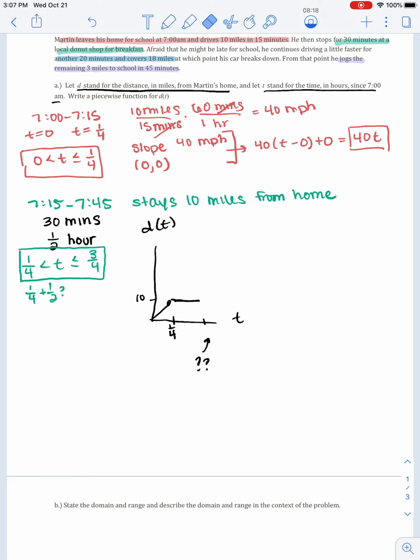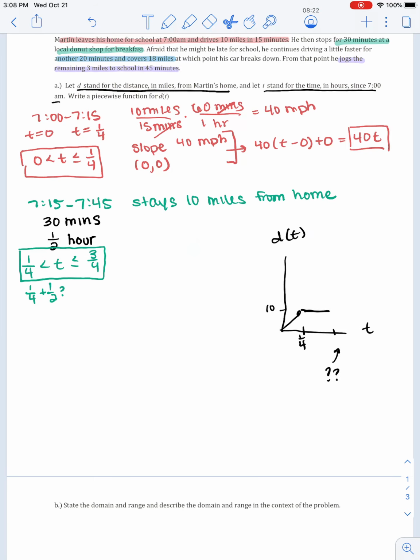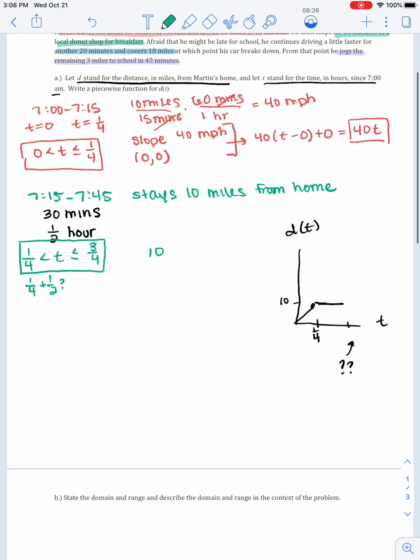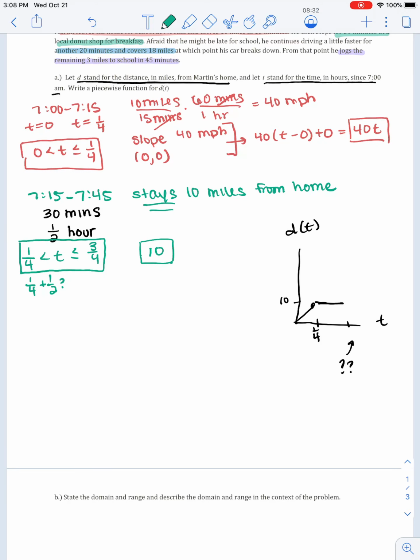I'm going to erase. I might move this graph, because maybe I'll add to it as we keep going. So far we have just that constant function of 10, that constant distance being 10 miles away from home. So he's staying 10 miles from home for this interval of time.